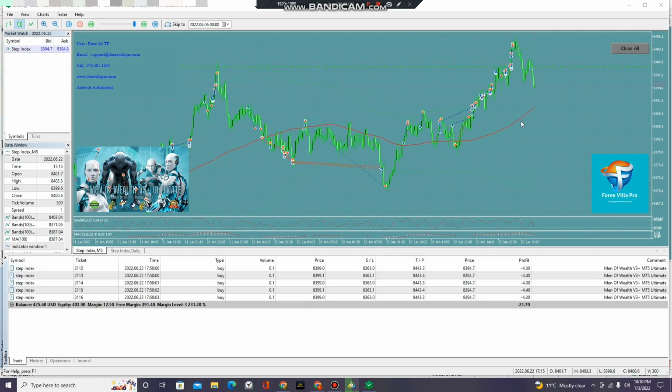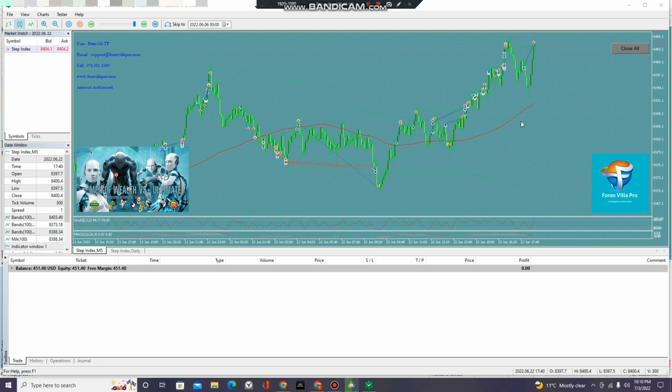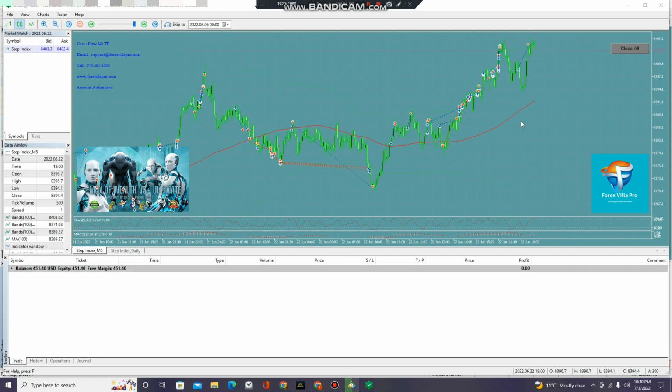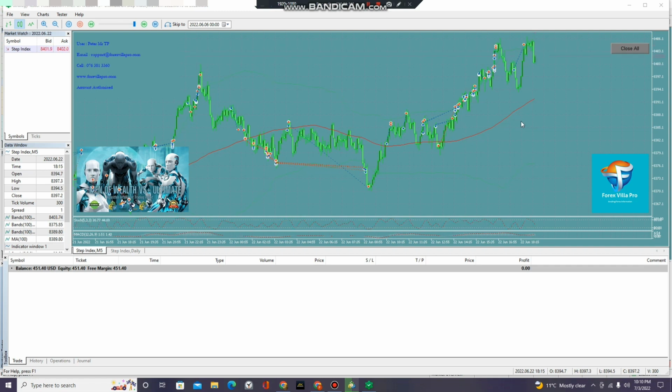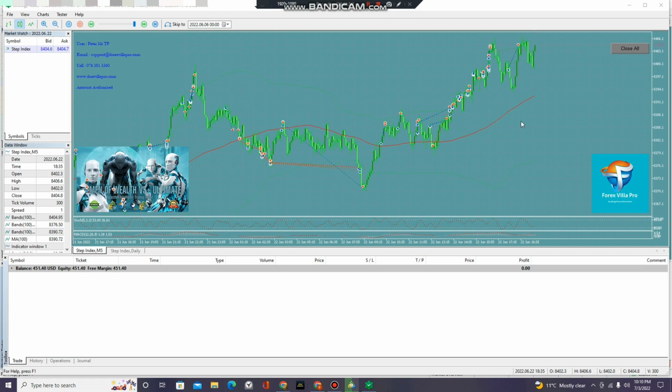Look at that buy. Guys, it's been a while we haven't touched 500 USD. The system should take us to 500 USD, man. It's about time. 400 USD in profit in less than 6 days. 7 days to be precise.